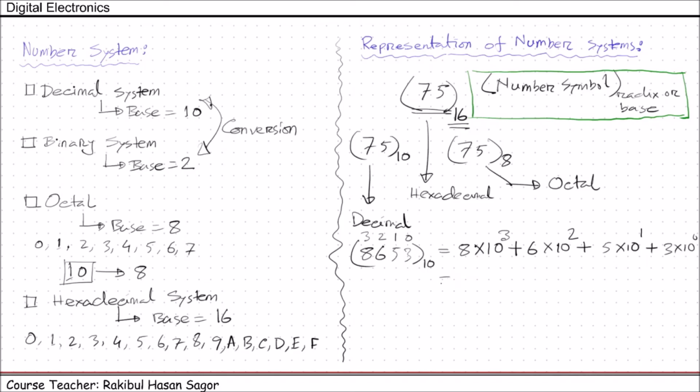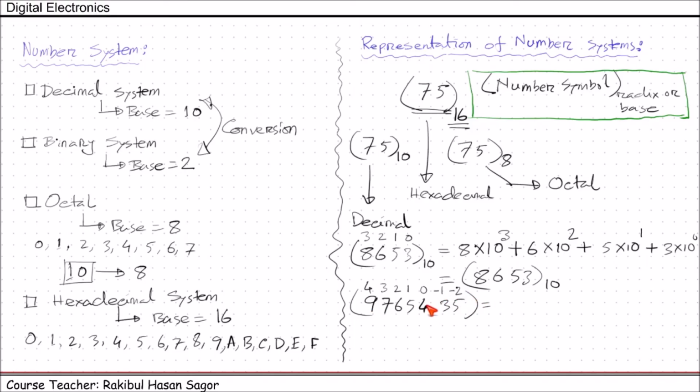If we calculate this, we'll get 8653, and this is the decimal number. Now what about the fraction? If we have 97,654.35, this is the 0th position, 1st position, 2nd position, 3rd position, and 4th position. For the fractional part, as we go to the right, we need to put a minus and increase the value: -1, -2. In this way we need to proceed.